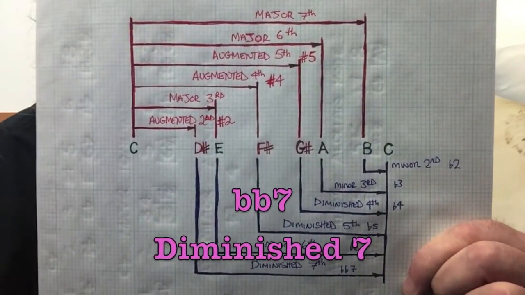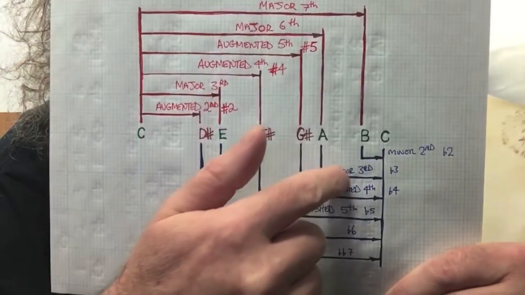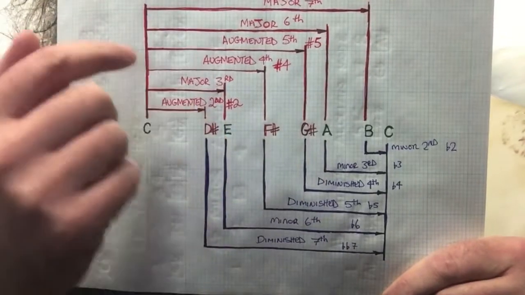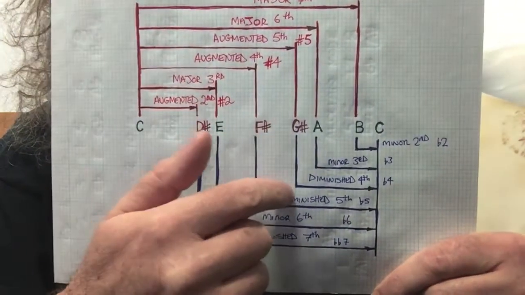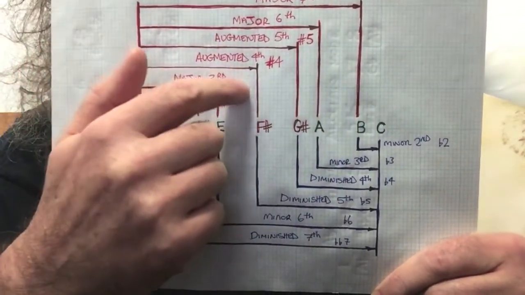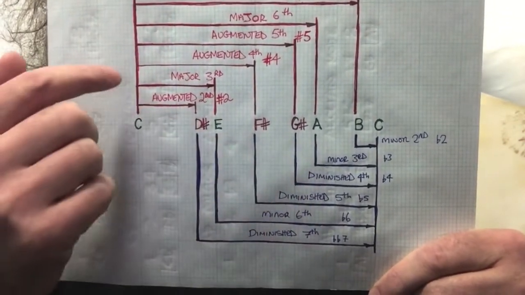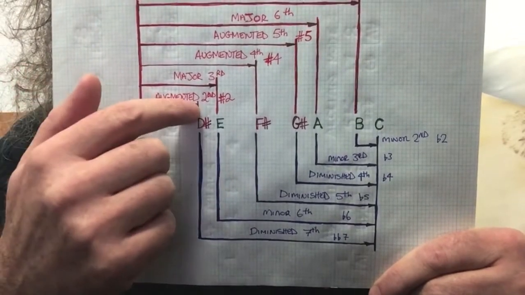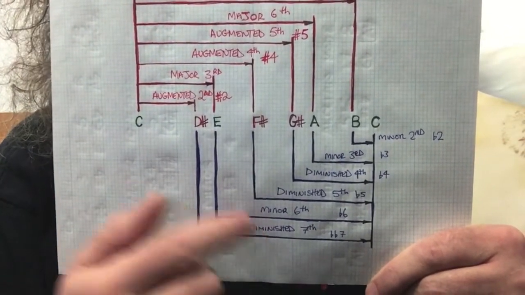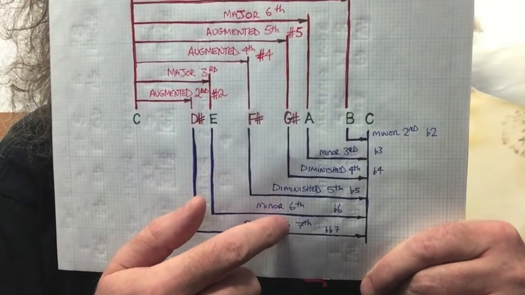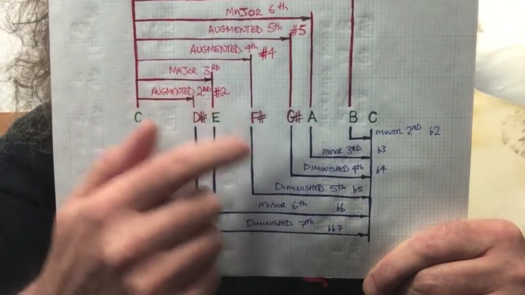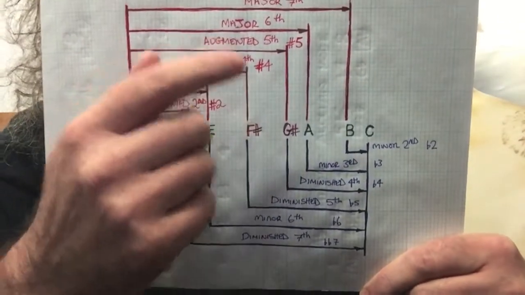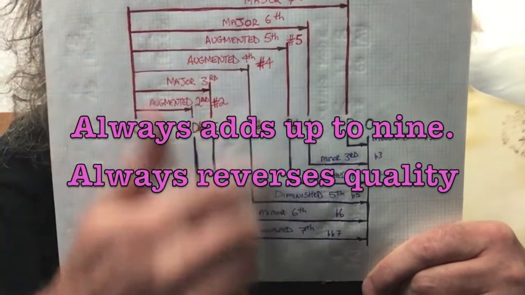a diminished 7. A major 7 becomes a minor second, a major 6 becomes a minor third, an augmented fifth becomes a diminished fourth, an augmented 4 becomes a diminished fifth, a major third becomes a minor 6, and an augmented second becomes a diminished 7. 2 and 7 is 9, 6 and 3 is 9, 4 and 5 is 9, 4 and 5 is 9, 6 and 3 is 9, 7 and 2 is 9. It's always 9 and it always reverses.